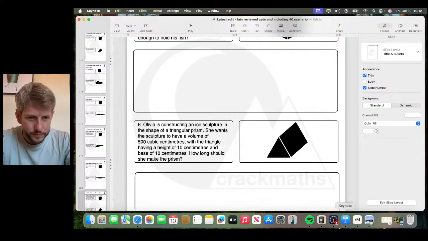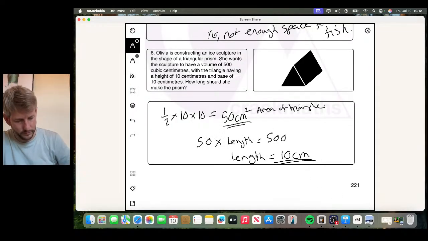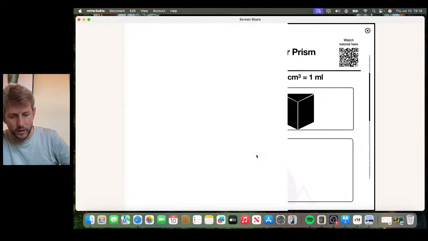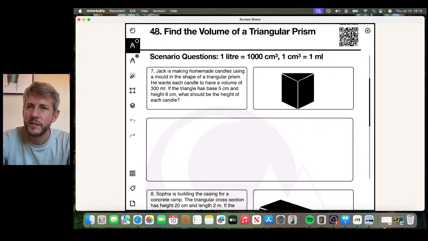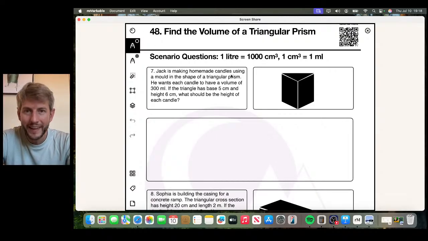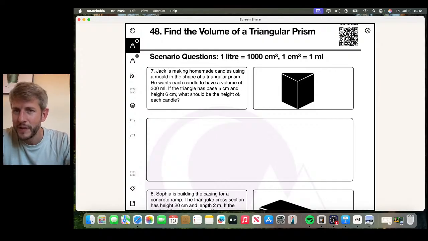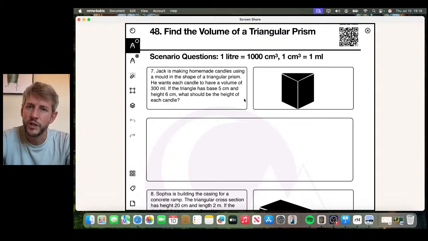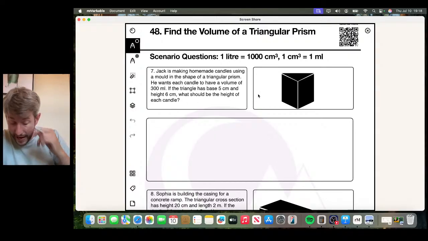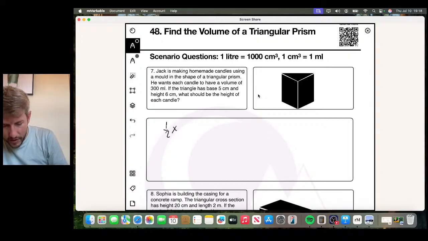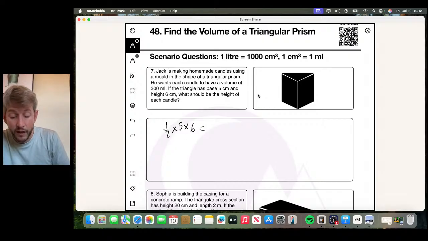Okay, right, next one. So here we go. Jack is making homemade candles using a mould in the shape of a triangular prism. He wants each candle to have a volume of 300 ml. If the triangle has a base of 5 centimeters and a height of 6 centimeters, what should the height of the candle be? Okay, so the area of the triangle is a half times the 5 times the 6, which is going to give us half of 6 is 3. 3 times 5 is 15.